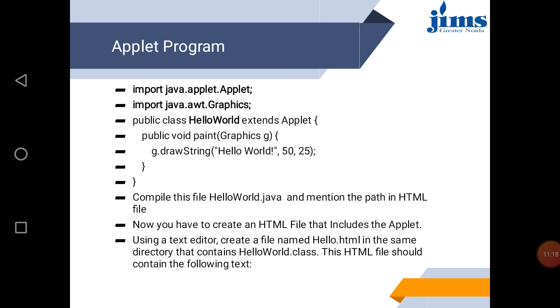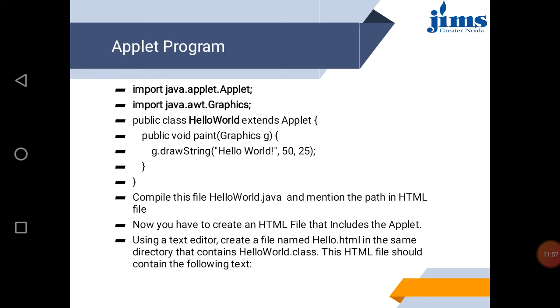And see the applet program. So this program starts by importing two packages, like import java.applet.Applet. So Applet, capital A, is a class, and java is the main package, and applet is a sub package. Similarly, for graphics, we have to import java.awt.Graphics class. Now, with these two classes imported, we are creating HelloWorld, which is extending Applet.